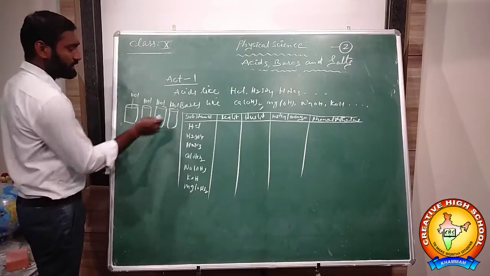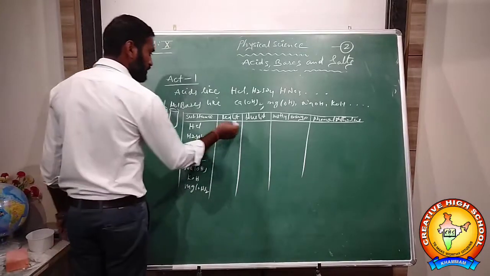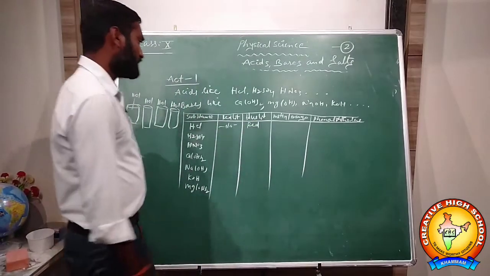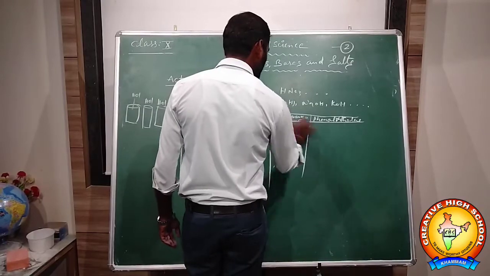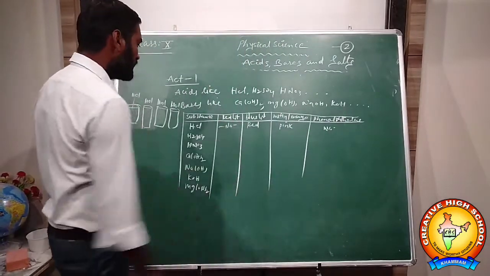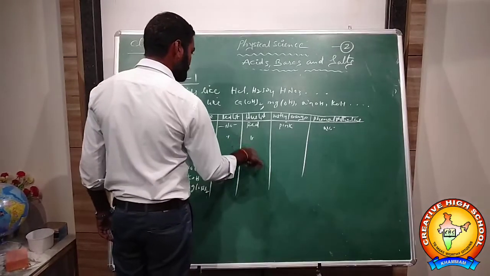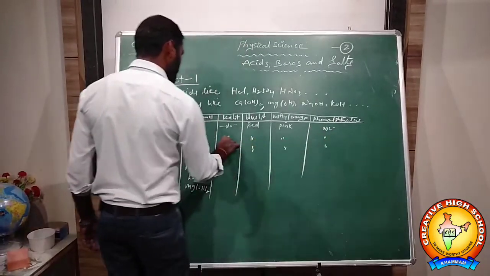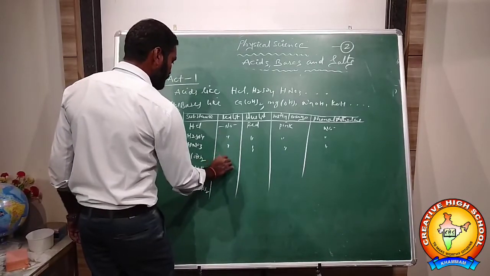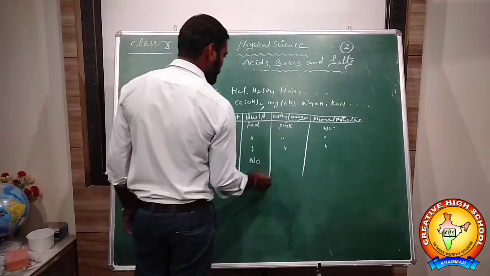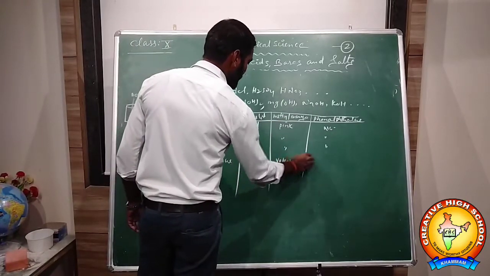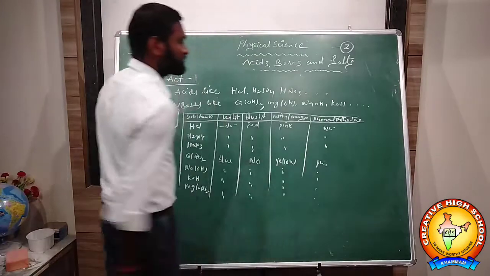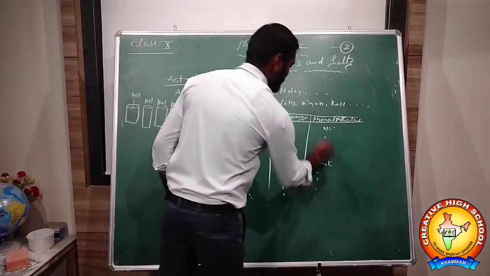How do the indicators change? Red litmus shows no change. Blue litmus changes to red. Methyl orange changes to pink, and phenolphthalein shows no change. Like that, you can do each and every one. The first three acids will be the same. Next, with calcium hydroxide, red litmus changes to blue, blue litmus shows no change, and methyl orange changes to yellow. So like that you can write. This is the first activity in your lesson.